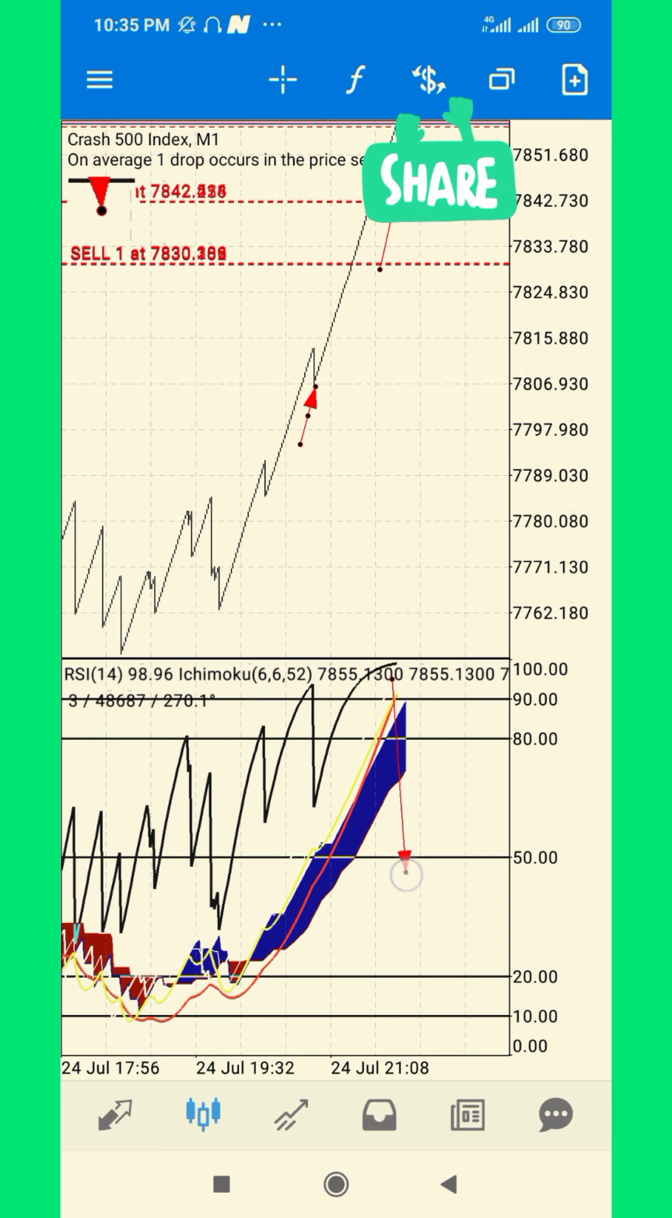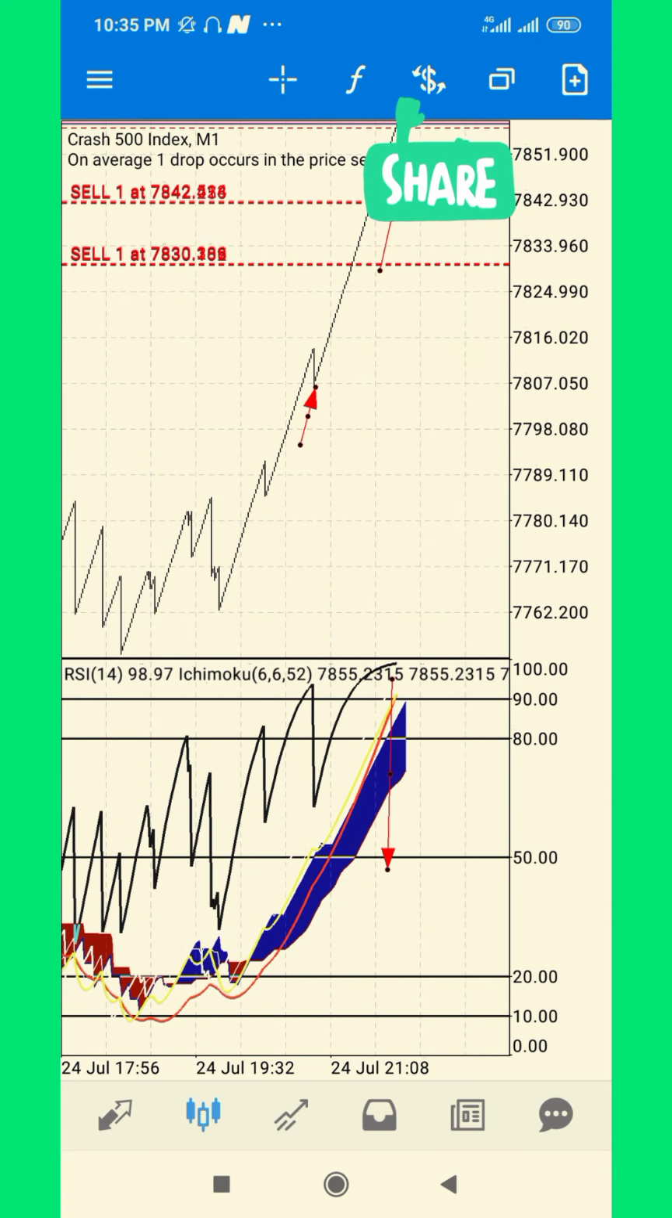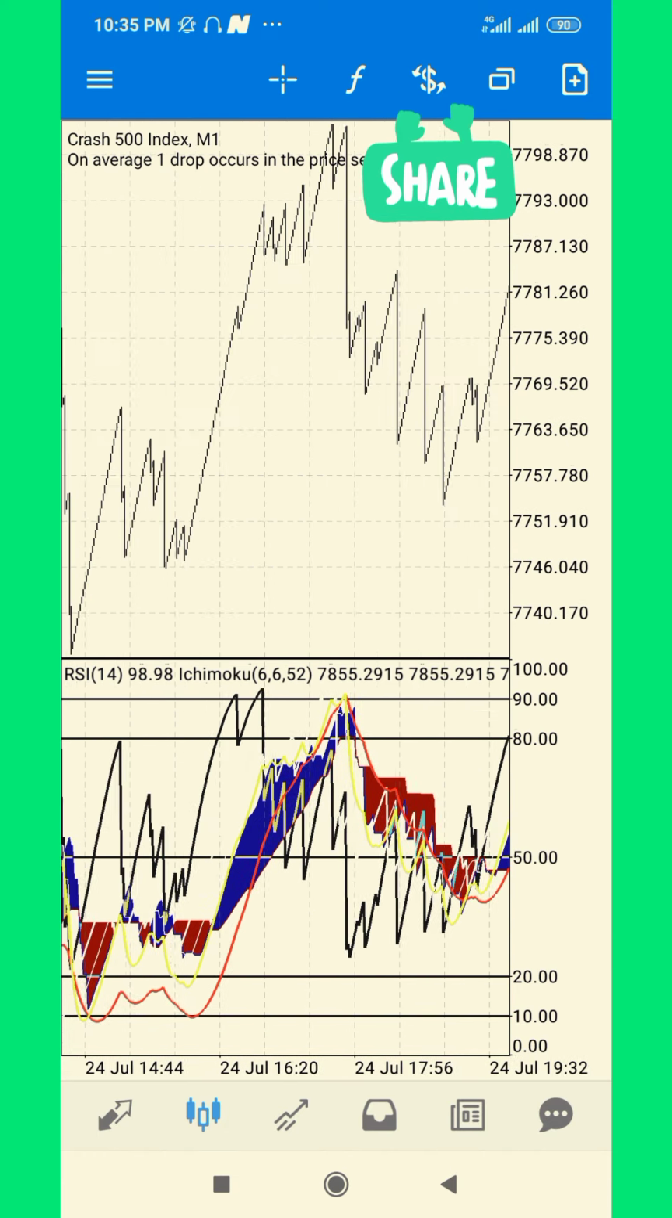Automatically it is going to spike down, and then your RSI is going to come down to the 20 or 50 levels. Then you will definitely be in profit. Let us back test it and see what happened.